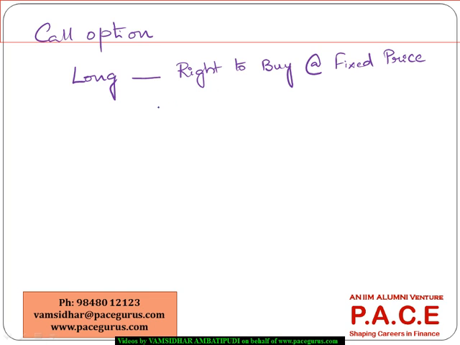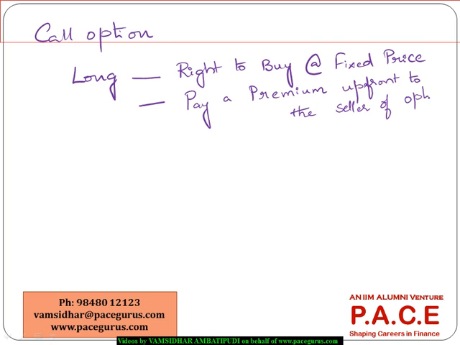Because he is having that particular right, he will typically pay a premium. To get that right, he is paying a premium upfront to the party who is giving the right, to the seller of the option, to the writer of the option, to the short position of the option. So it can simply go like, okay, I'm buying a call option.